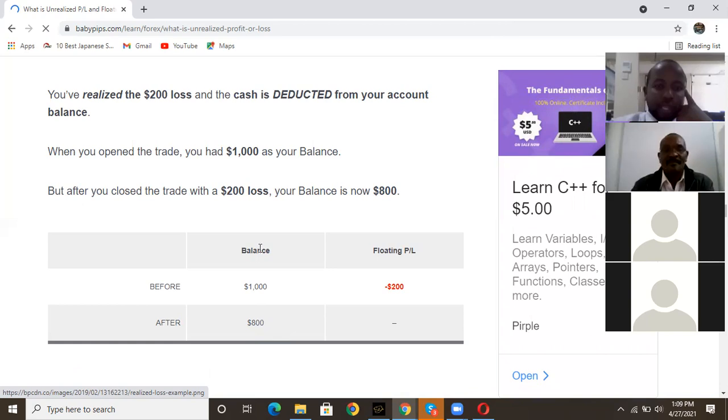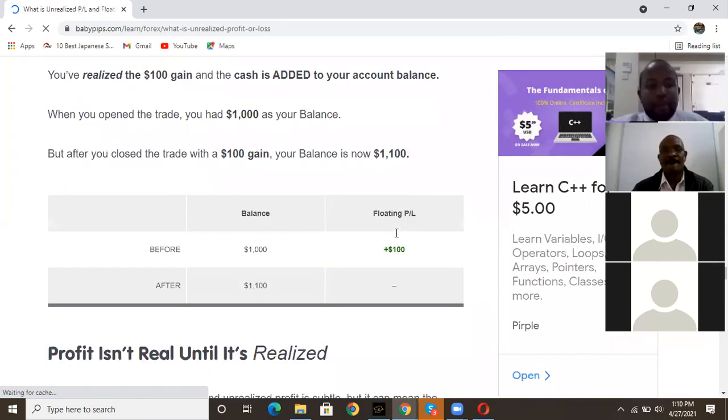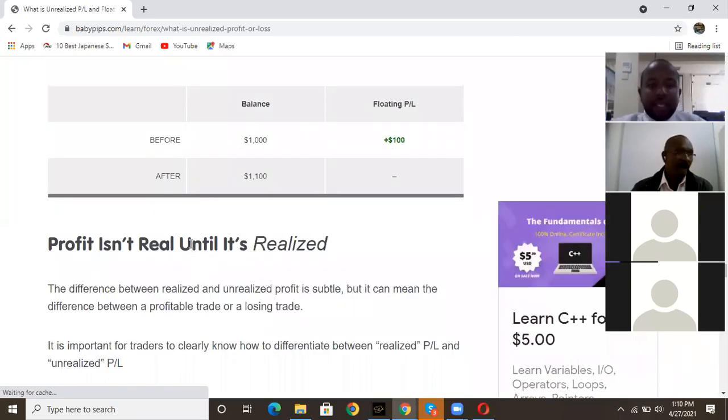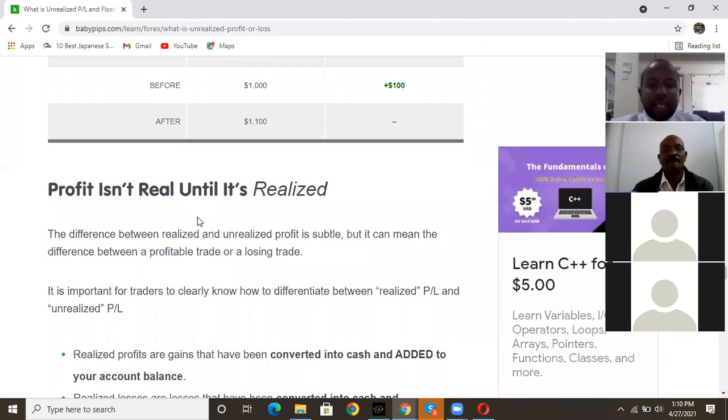Realized profit is the same thing. So guys, you can see now we have a profit of $100. This was our balance. And of course, after we close or realize the P&L here, we'll have 1,100. So profit isn't real until it's realized. I need you guys to understand that profit is not real until it's realized.